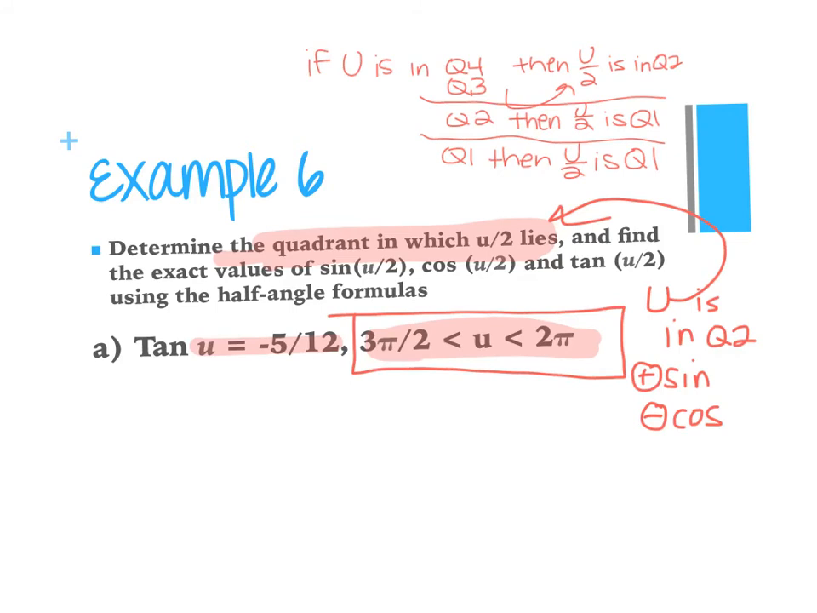The rest of it is triangle based. So I draw a triangle. I put u in the corner. 5 over 12, opposite over adjacent. And then I rely on the location of this angle to tell me which of those is the negative. So if this is in quadrant 4, what's positive, what's negative?